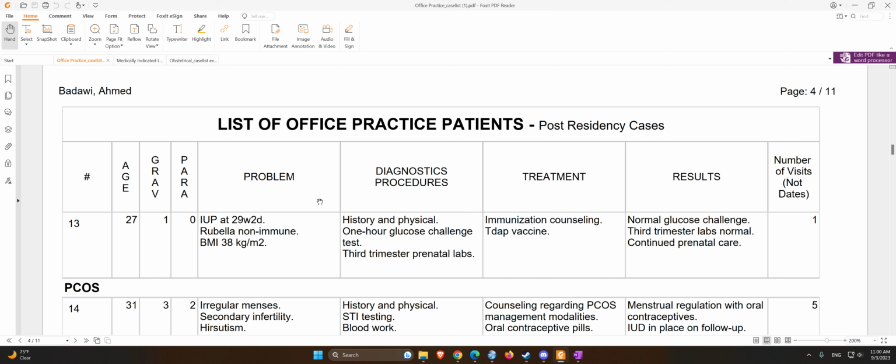And then for GYN causes, I would think about ovarian torsion, aborting fibroids, or a PID, or a tubo-ovarian abscess. What about a pregnancy associated cause? So ectopic pregnancy, or just a miscarriage as well.